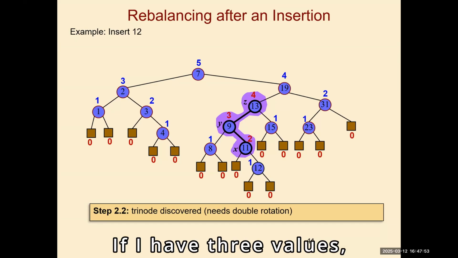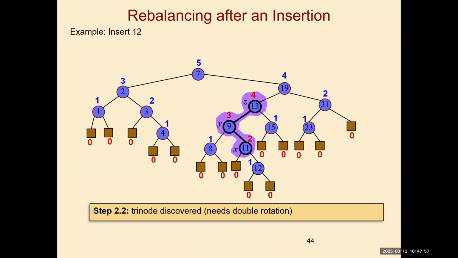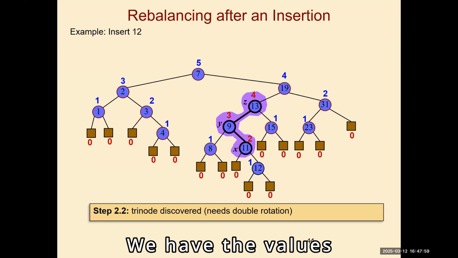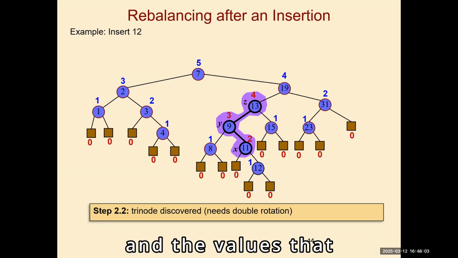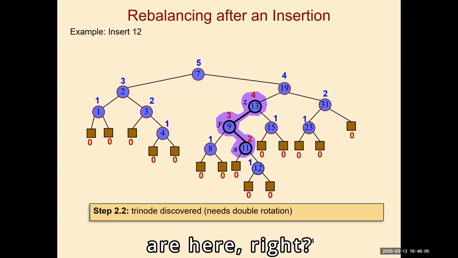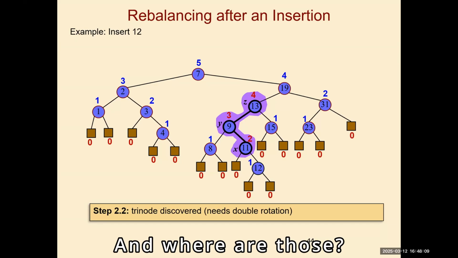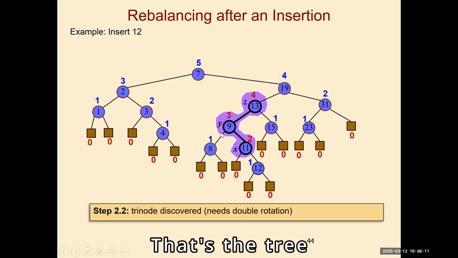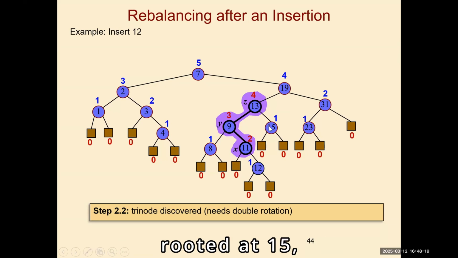Right, if I have 3 values, because those are my x, y, and z values, right? We have the values that are here, and the values that are here, and the values that are here, and the values that are here, right? Those are 4 intervals, right? And where are those? That's the tree rooted at 8, the tree rooted here, the tree rooted at 12, and the tree rooted at 15. Right? Everybody see that?